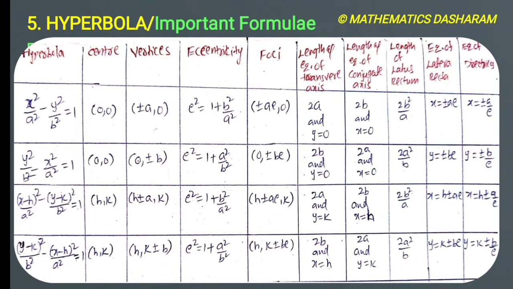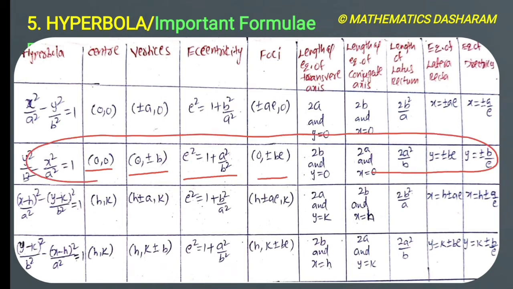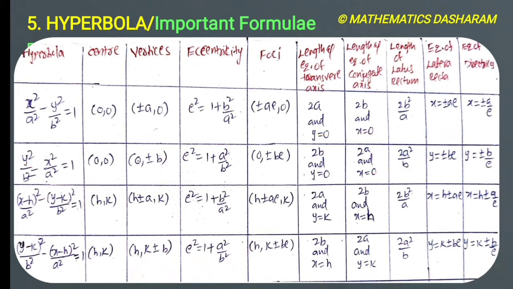Next, the second one, y square divided by b square minus x square divided by a square equals 1. It is the conjugate hyperbola. Here the center is 0, 0. Here vertices 0, plus or minus b. Here eccentricity. So there are a lot of changes in the formulas. Next one is x minus h whole square by a square. Next to it, y minus k whole square by b square. So here the center is h comma k.